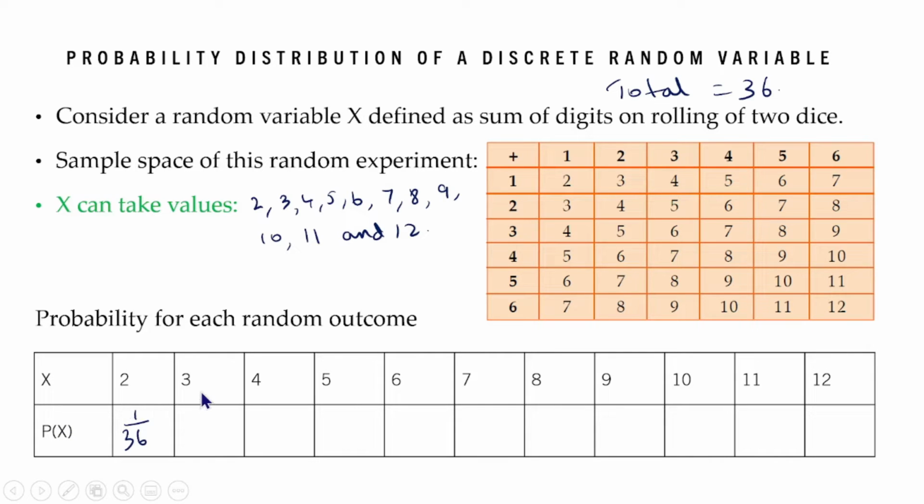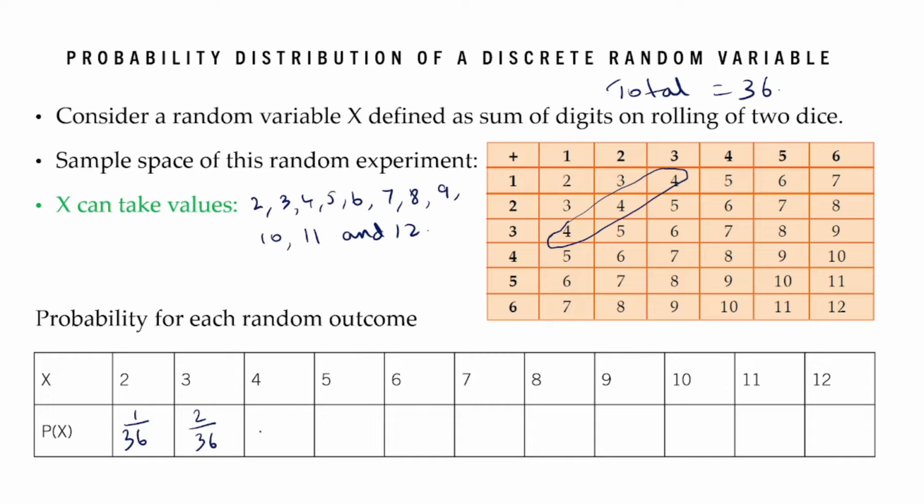Then coming to the probability of x equal to 3. The favorable outcomes will be (1,2) and (2,1). In these two cases, the value of x is 3. So the associated probability is 2 upon 36. Then the next one is 4, that is, the probability of getting a sum equal to 4. Here we can see we have these three cases where the sum is 4.